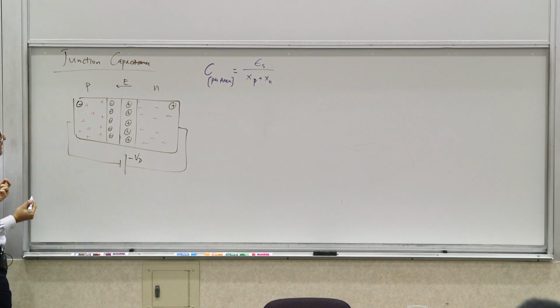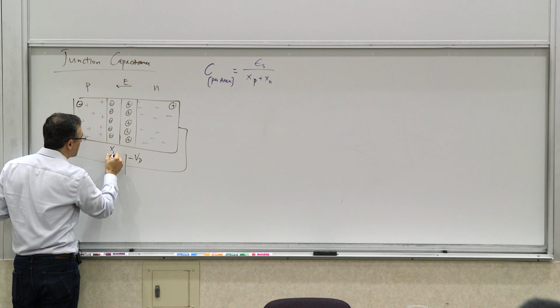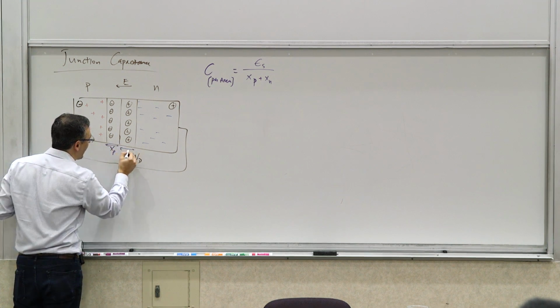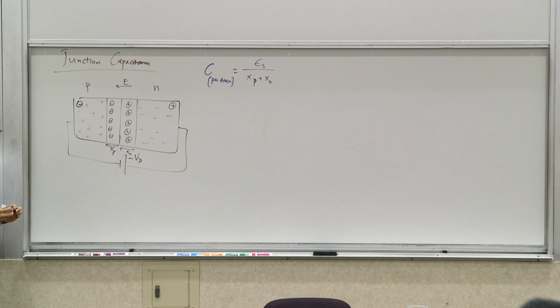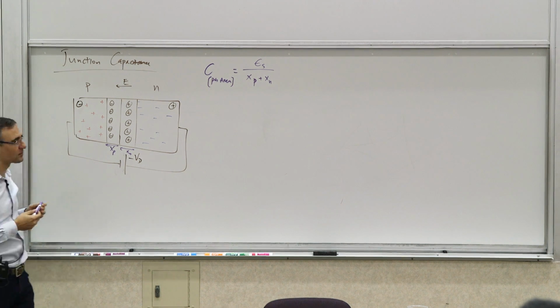So if I want to find this capacitance, I need to find what xp, which is this length, and what xn, which is that length, are. Right? So those are the two things that I need to calculate. So how do we go about that?